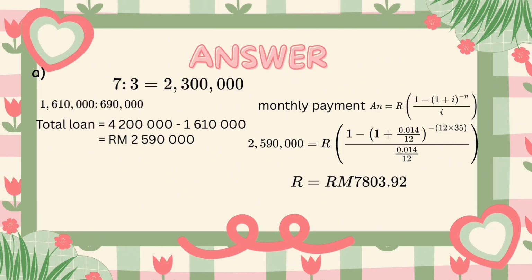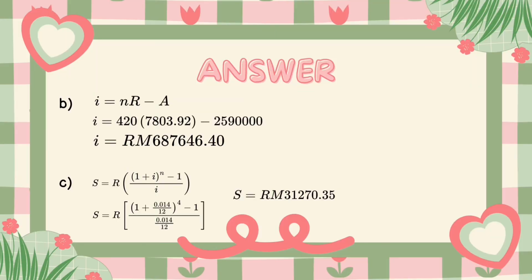So to find the monthly payment, we should use the formula A equals to R times 1 minus 1 plus I power of negative n over I. So we take the information and replace it into the equation. So we get the answer 7,803 ringgit 92 cents.